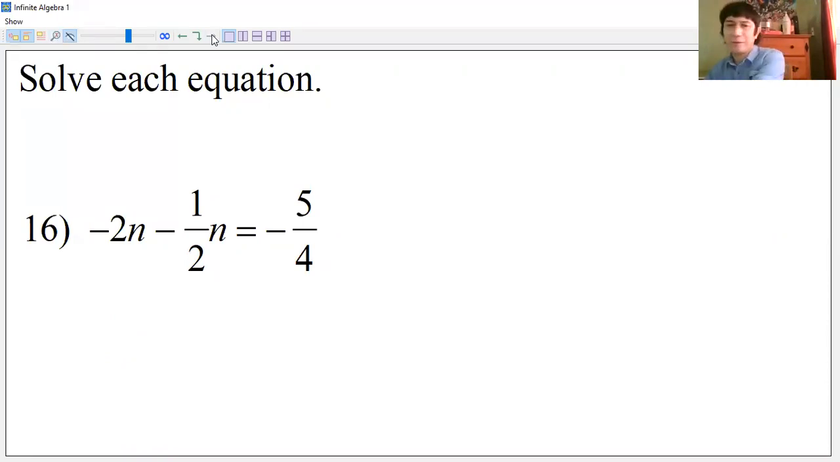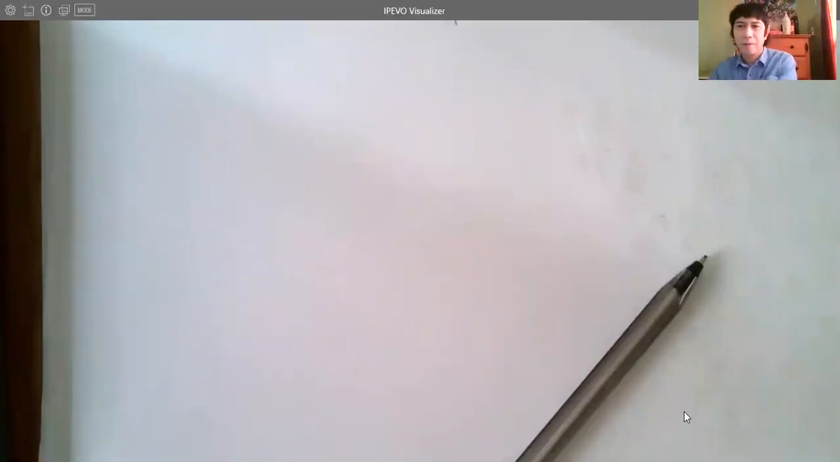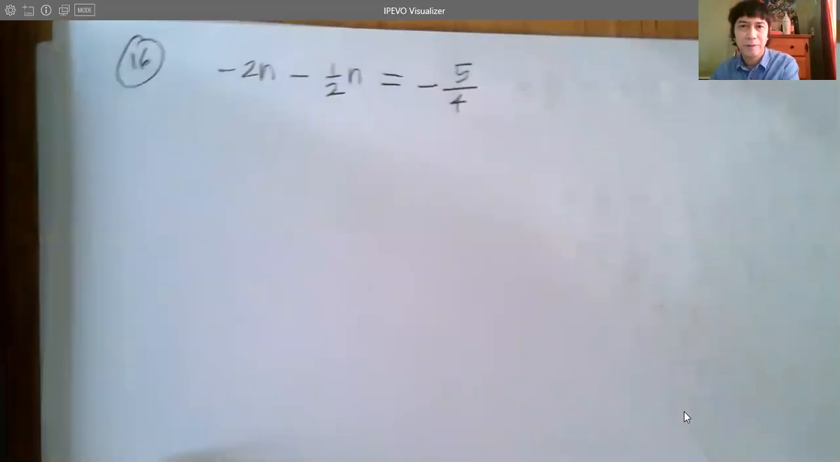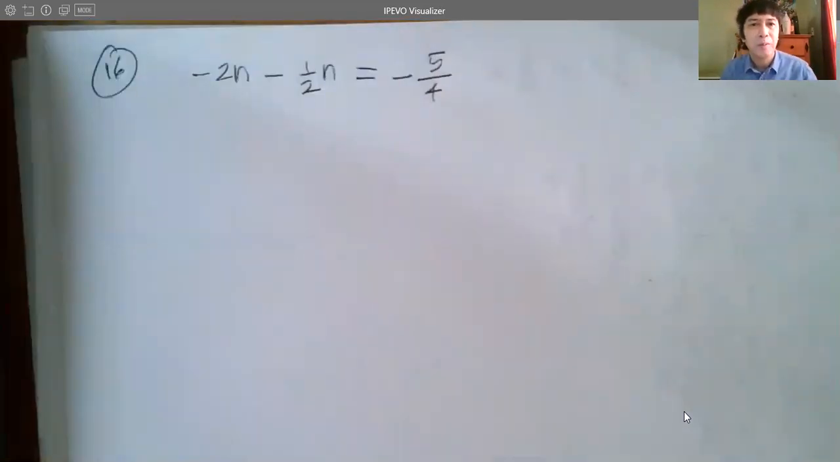We should be able to solve this using the paper. All right, here. Paper and pen. All right, so let me write the problem 16, and we have here -2n minus 1/2 n equals -5 over 4. And I will let you see the paper. Okay, so that's the problem. I just wrote it in the paper, and you should be able to check that out. All right, there it is. Okay, -2n minus 1/2 n equals -5 over 4.